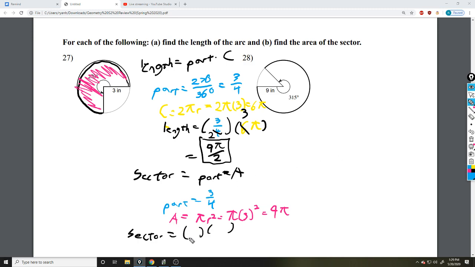So that's going to be our part is still 3/4 times the area, which was 9 pi. Again, hopefully this should make sense that when we're going 3/4 of the way around the circle here, we want to take the total area, all the way around, and take 3/4 of that to figure out what the sector is going to be. 9 times 3 is 27 pi over 4. Nothing cancels this time. That's as reduced as we can go.